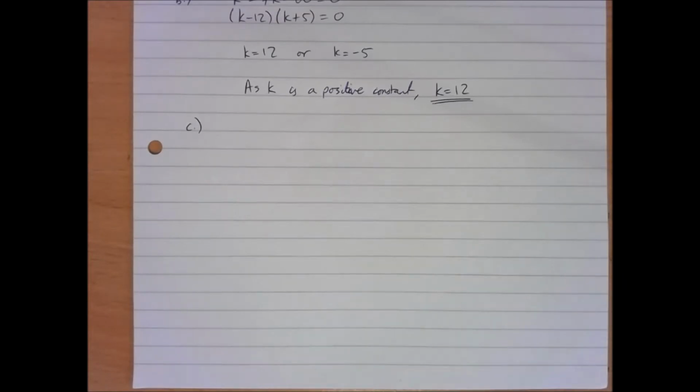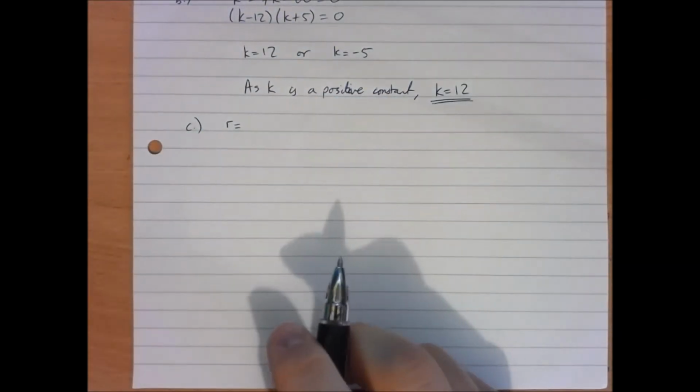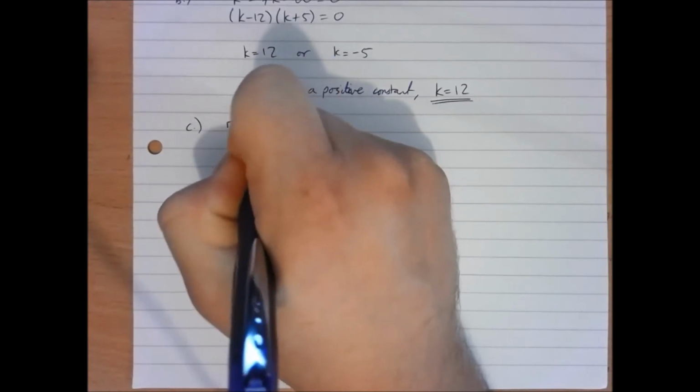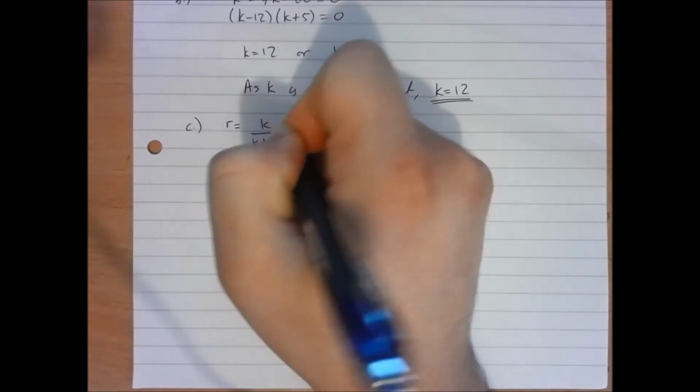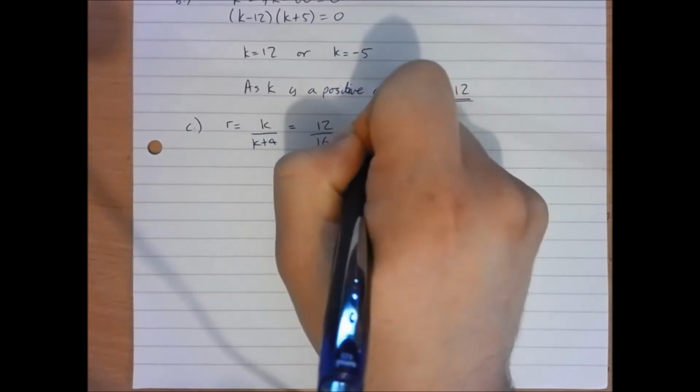In part C, we now need to find the common ratio of this series. We know from part A that r is equal to our second term over our first term, so that is k over k plus 4. And we know in part B that our value of k is 12, so this now gives us 12 over 16, which is 3 over 4.